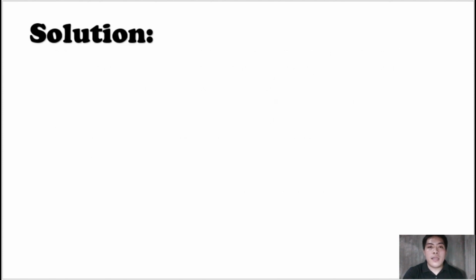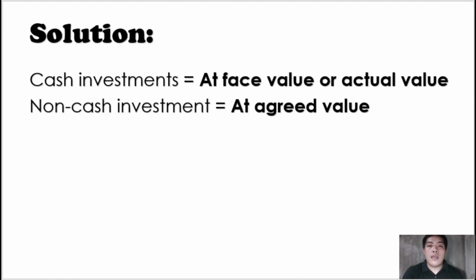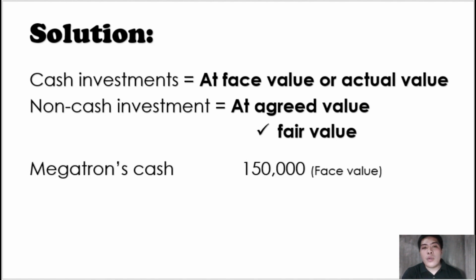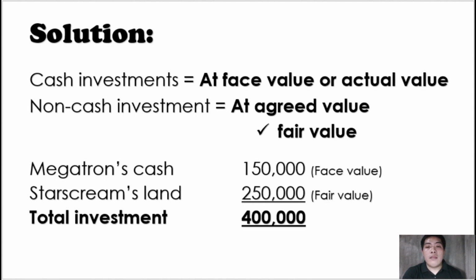So, yung solution natin, cash investments ulit at face value or actual value. Yung non-cash investment, always at agreed value. Yung pinaka-agreed value natin kanina, yung fair value ng non-cash asset. So, si Megatron nag-invest ng 150,000 na face value ng cash. Then, Starscream land, 250,000 yung fair value. So, yung total investment sa partnership, we have 400,000.